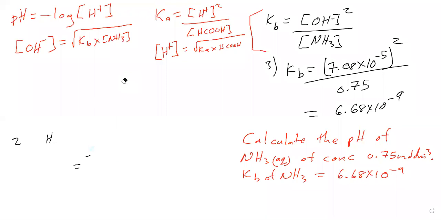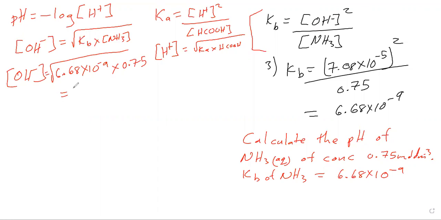All right, so from there, what happens? OH ion is equal to the square root of 6.68 times 10 to the minus 9 multiplied by 0.75. How much do you get? 7.08 times 10 to the negative 5.